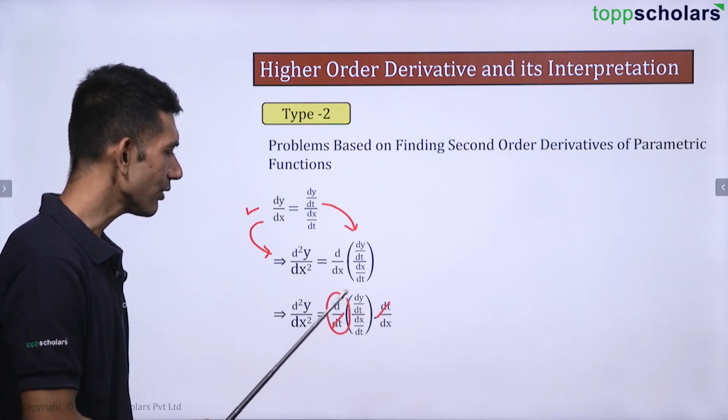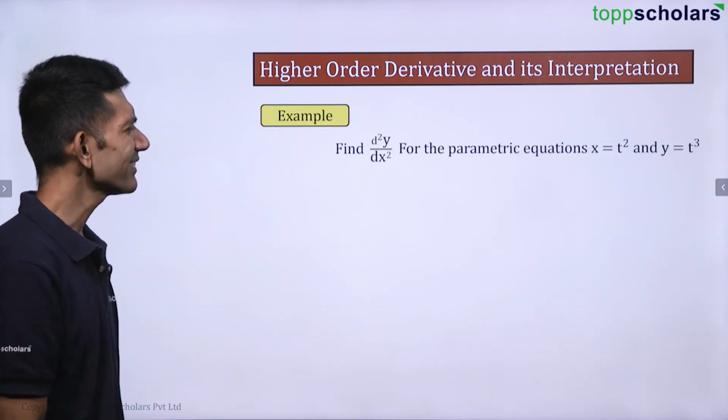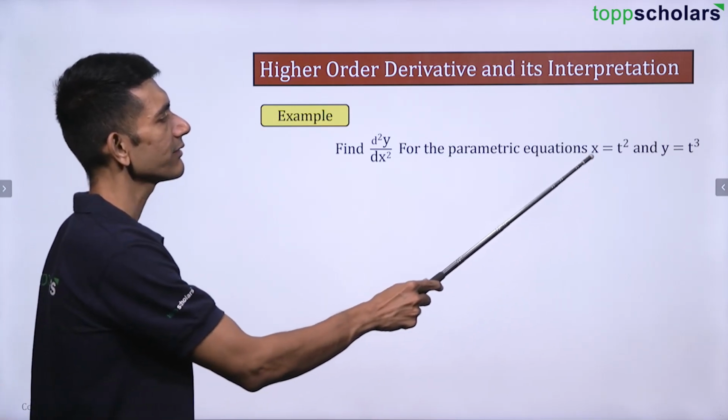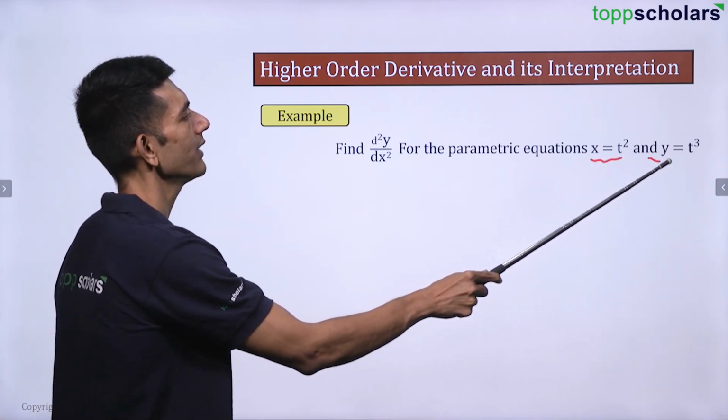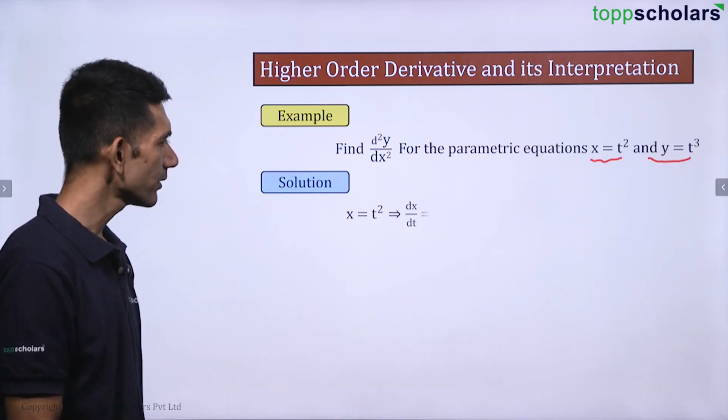So d by dt of this and then dt by dx. Let us see an example. Now see, firstly it is given x is equal to t square. It is given y is equal to t cube. You know how to solve parametric functions, right?